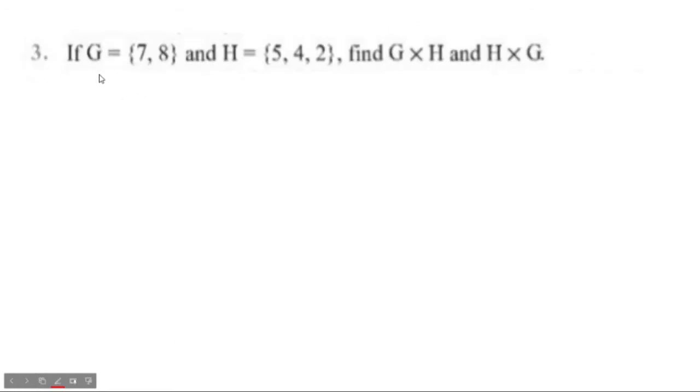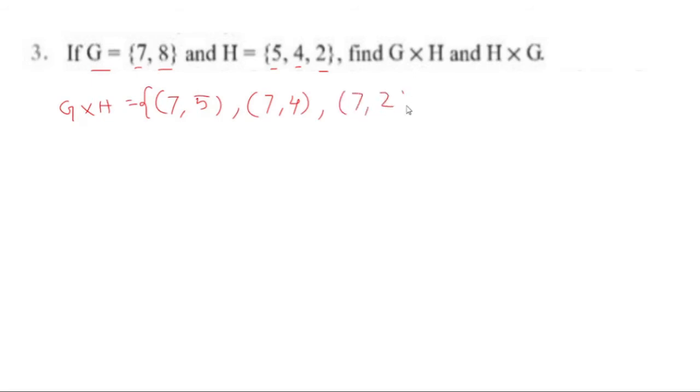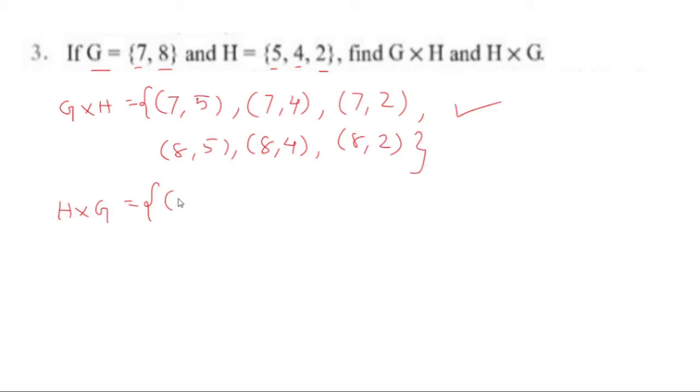Next. Here G is a set where the elements are 7 and 8, and H is a set where the elements are 5, 4 and 2. I have to find G cross H and H cross G. So G cross H will be, you pick elements of G first and then pair them with the elements of H, like this. So this will be G cross H, and H cross G will be in the ordered pair.